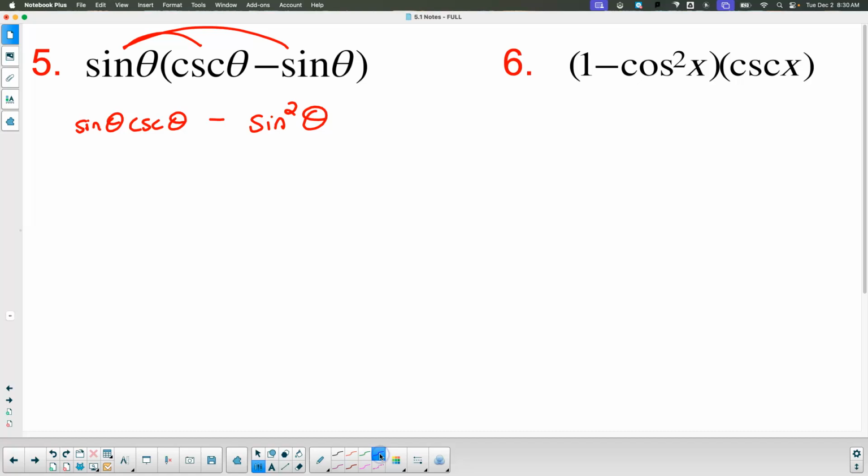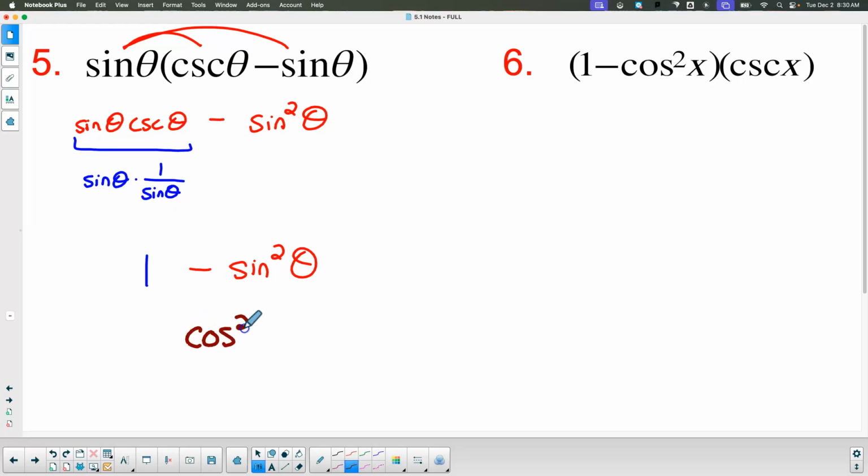Sine of theta cosecant of theta is sine of theta times 1 over the sine of theta, which is just 1. So this becomes 1 minus sine squared of theta. 1 minus sine squared of theta is an offshoot of the hammer, and that is cosine squared of theta. It's in number 7 on your identities sheet.